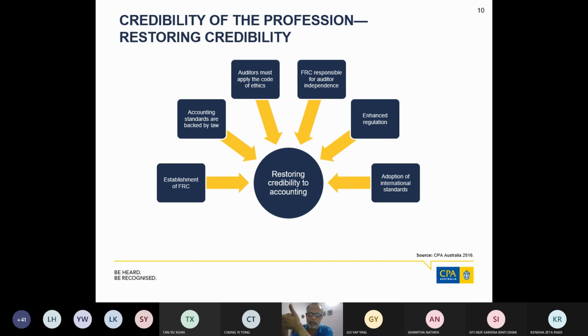So if the question were to ask you, for example, how can we restore the credibility of the accounting profession? Suggest some steps. Okay, step 1, step 2, step 3, step 4, step 5, step 6. Throw back to me the slide. Of course, you are not wrong. All right, but don't expect to get the A. I want you to elaborate, okay, and support your answer by giving examples.